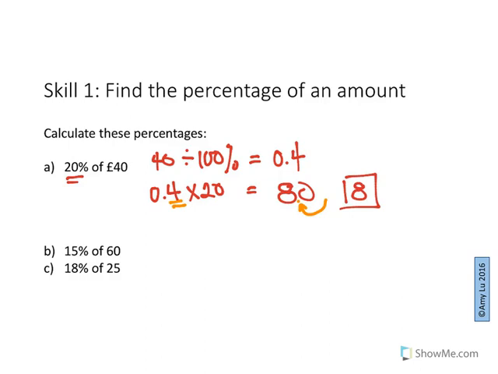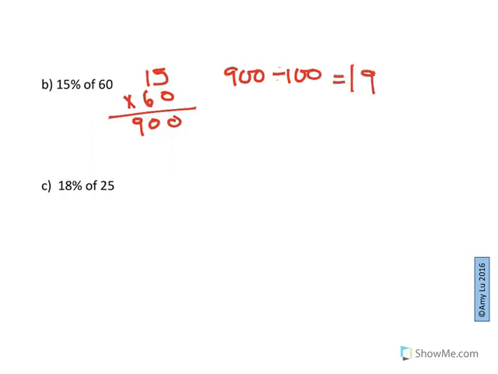So using any of those 3 methods, or if you have your own method, go ahead and solve B and C. Okay, so let's keep it simple. I will do 15 times 60, which gives me 900. And then step 2, 900 divided by 100, because I am working with percentage, gives me 9.